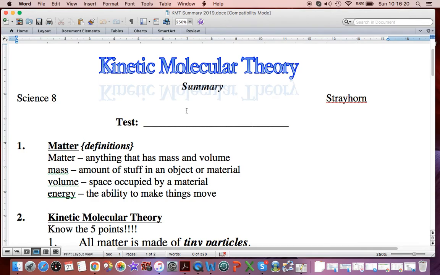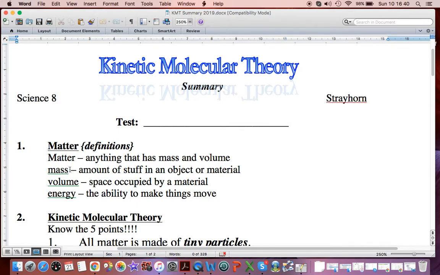Good day. You have a test coming up in the near future on the kinetic molecular theory that we like to call KMT. This is the summary. It has some of the information, but for more details, you should look at your specific notes on any given topic.